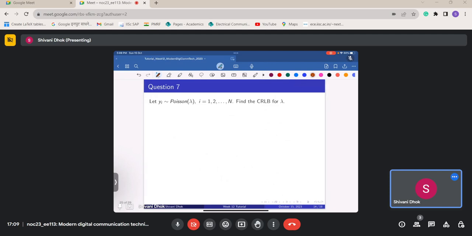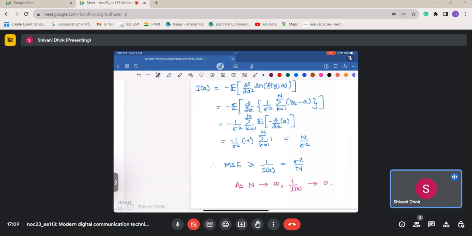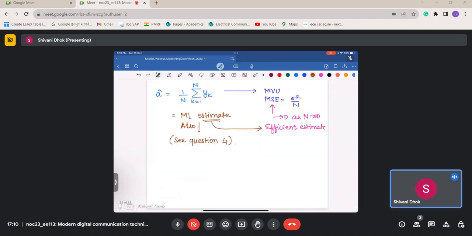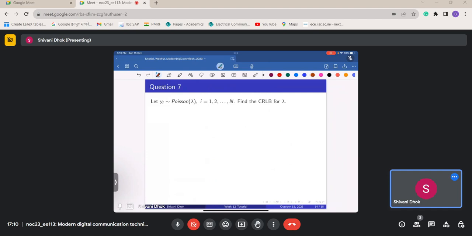So again we'll go by the two-step process that we had discussed. Basically, first we need to check if the regularity condition is true, and next we need to find this Fisher information matrix, that is I, and now here it will be I of lambda. So let us do it step by step. So step 1, check regularity condition.